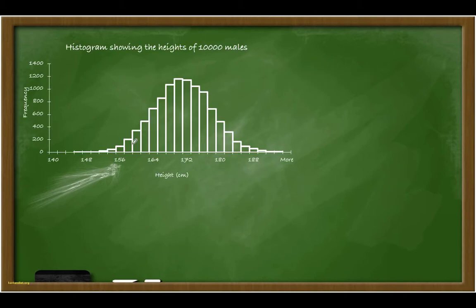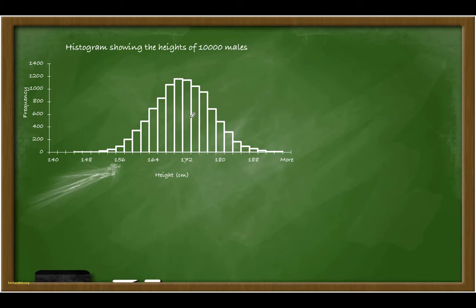Suppose you have collected the height of 10,000 males, and when you make the histogram of the data, you get this shape. Most probably you will always get this shape when you collect such data, because people with greater height are very few in number, and people with very short height are also few. Most of the people are between 164 centimeters and 180 centimeters, and most probably you will find that 172 is the ideal height of a male.